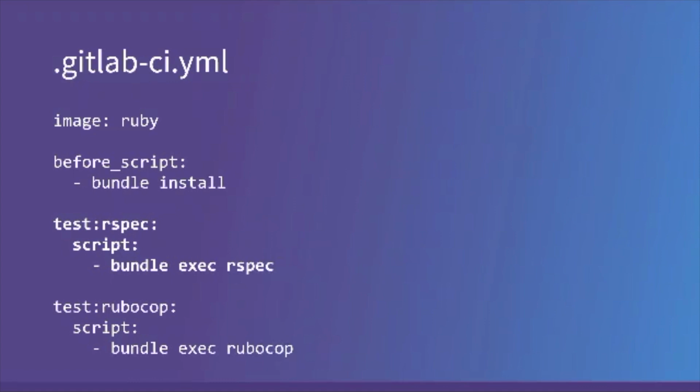In the before script, we first install all dependencies required by your application. In this case, it's just bundle install. And secondly, we run our testing framework to execute tests. In this case, it's RSpec and RuboCop. As you can see, this configuration is really simple, it's text-based, and it's really clear what is happening here. Grzegorz will show an example of how to start with CI in just a few minutes.